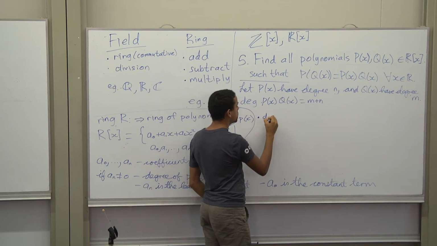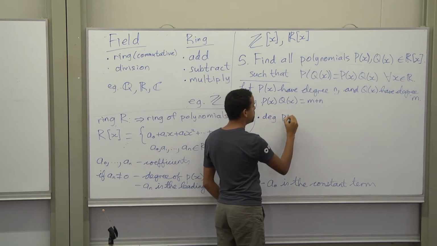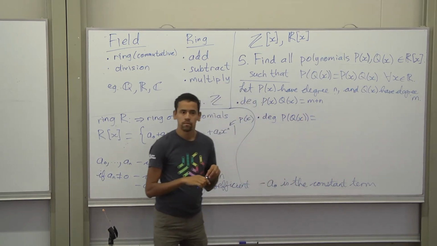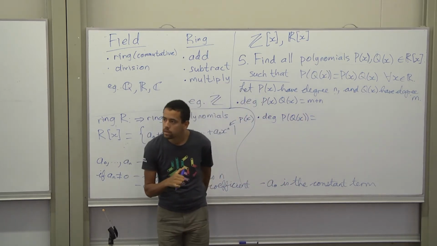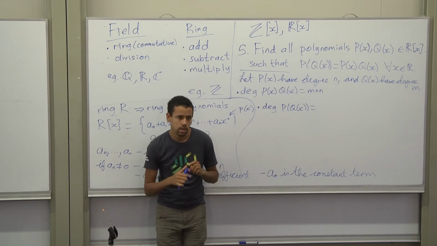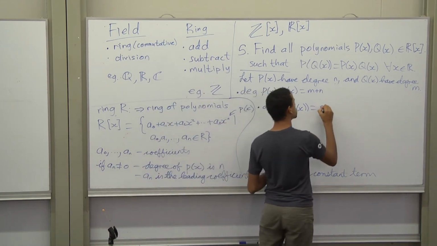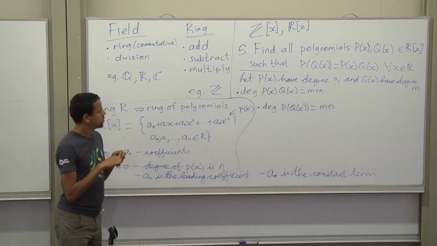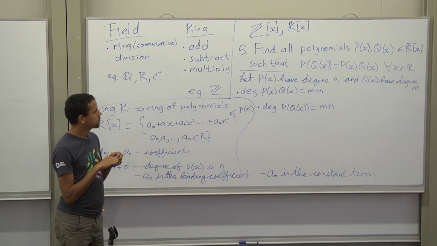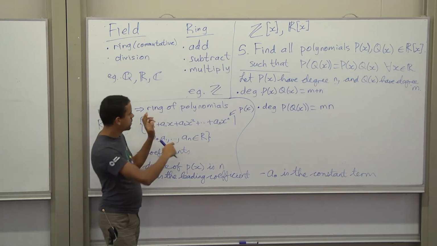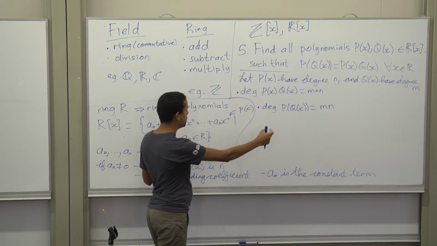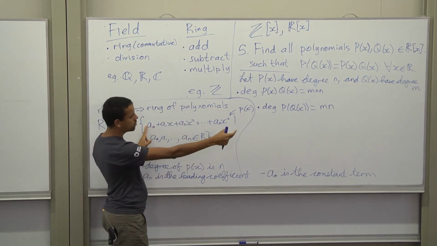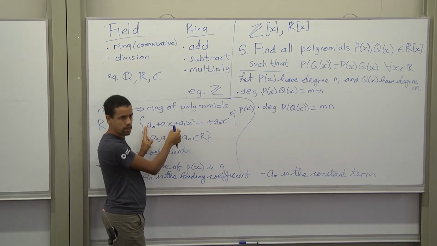What is the degree of p of q of x? Yes, that is going to be m times n. And why is that? Well, if this is p of x, you're putting q of x in the place of x.